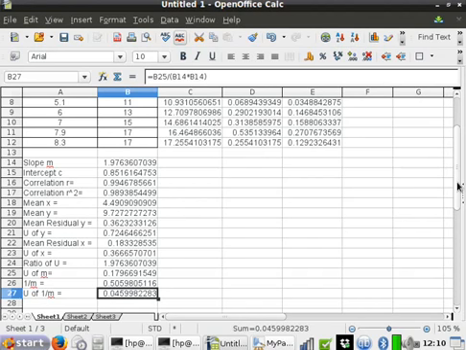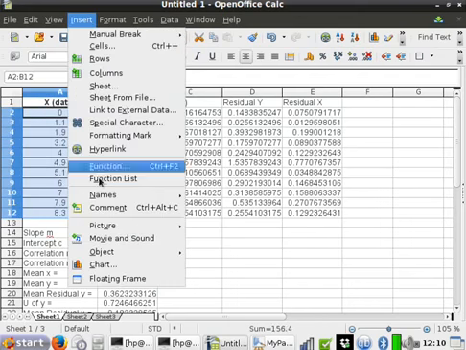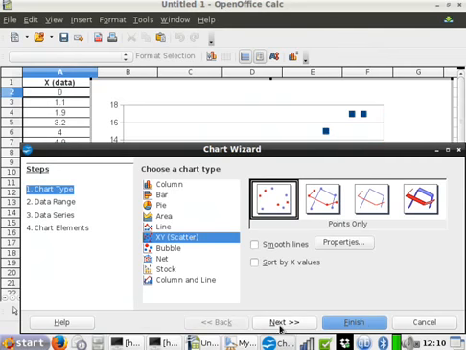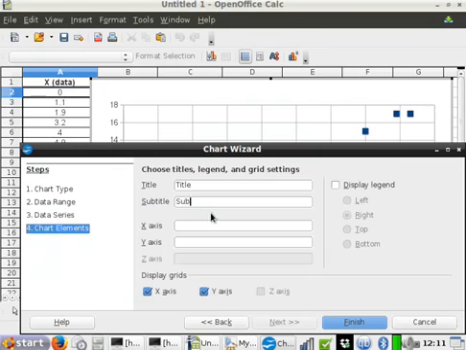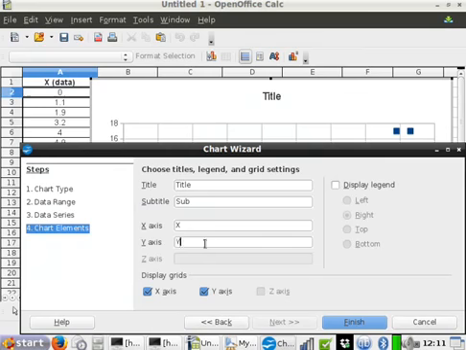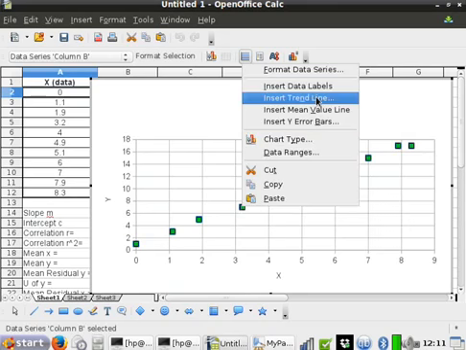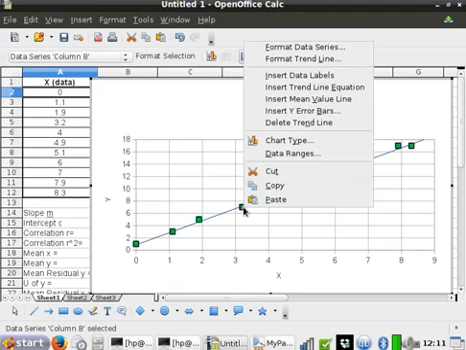Last thing to show you here is something again with the graph. So I just need to draw the graph again. So very quickly the graph. Insert, chart, scatter, next, no legend, don't forget X and Y axis, title with a subtitle, with an X, with a Y, finish, and then here, insert trend line. The last thing to show you is here, insert Y error bars.